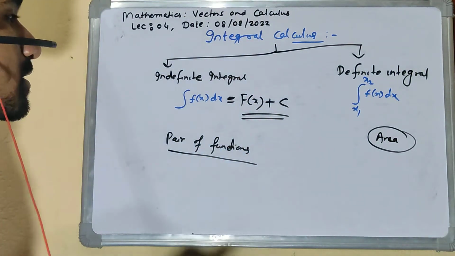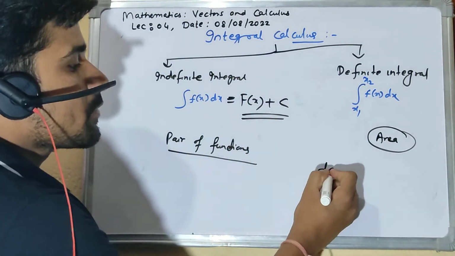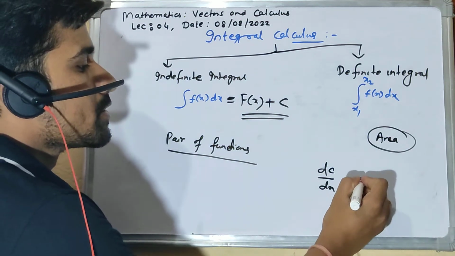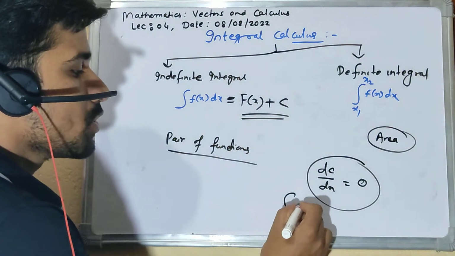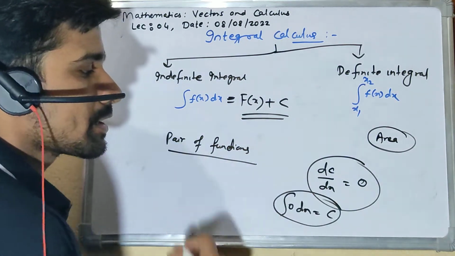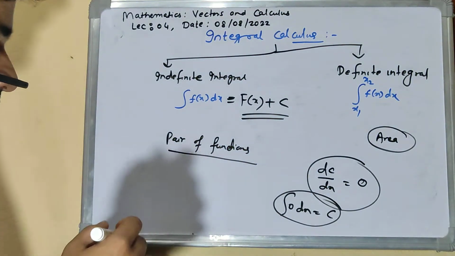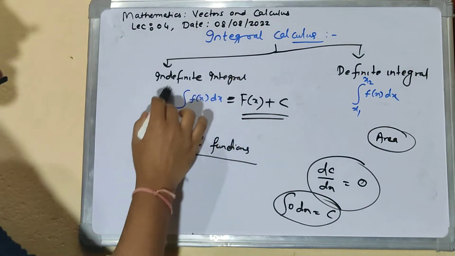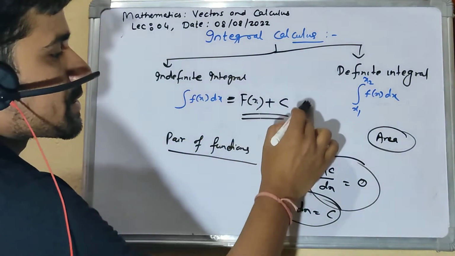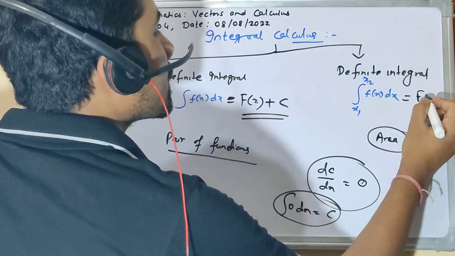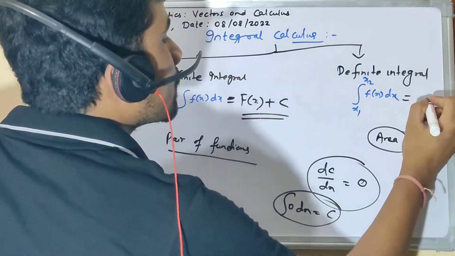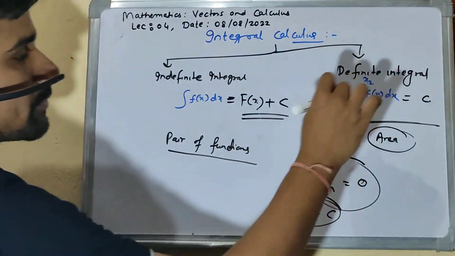Why are we placing this constant? Because we know that the differential of a constant is nothing but 0. So even if we integrate 0, we may get some constant. The definite integral of any f(x), however, will always give me a definite value, a constant value, because it has definite limits.